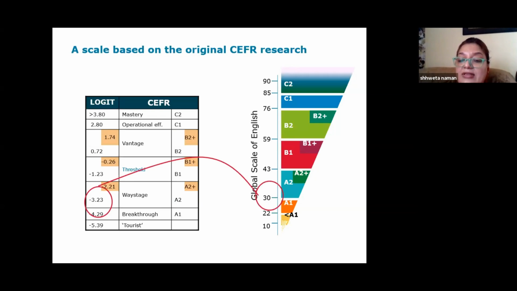When we talk about A1, it starts at about 22 on the Global Scale of English, and from 10 to 22 it is below A1. That means it is helpful in gauging the performance of students even below A1, and we can tag students at a certain level even below A1. So we have granularized the levels of CEFR, and we have helped learners and teachers gauge the exact level of students in English language learning.